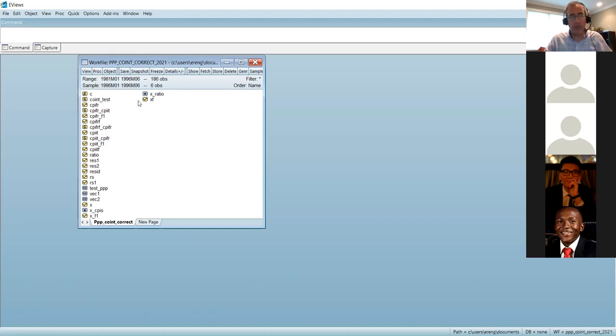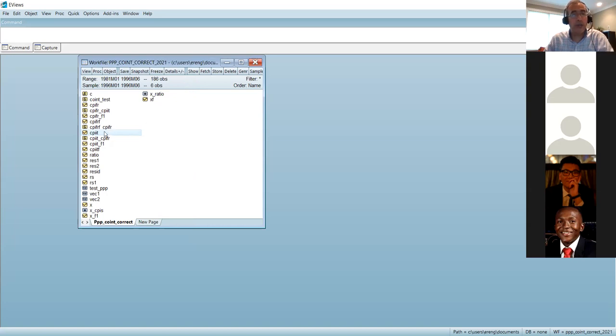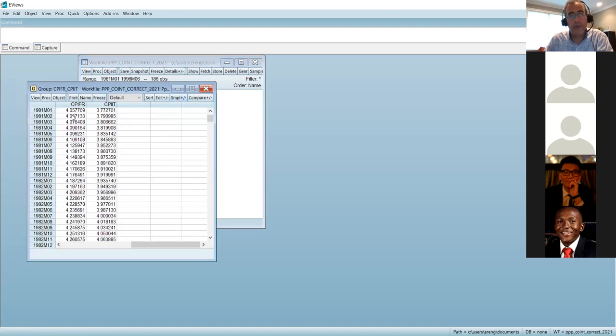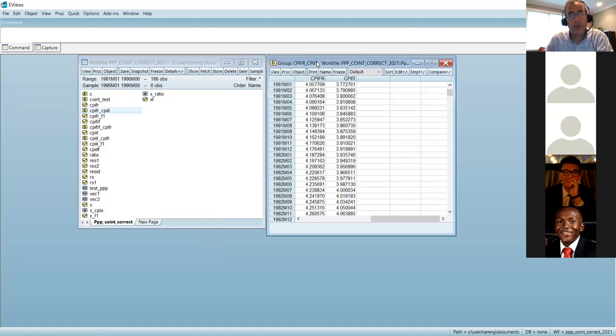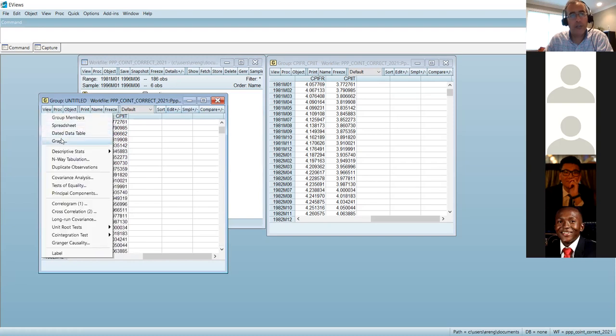So the first thing you need to remember, guys, is to take a look at the data. My data is CPI Italy, this one here. Let's put CPI Italy together with CPI France. And the exchange rate is X. But let's join only CPI France and CPI Italy, do a group, and take a look at the graph. So I've done that here. Do you understand what you need to do? Simply open CPI France with CPI Italy as a group, and simply take a look at the graph.